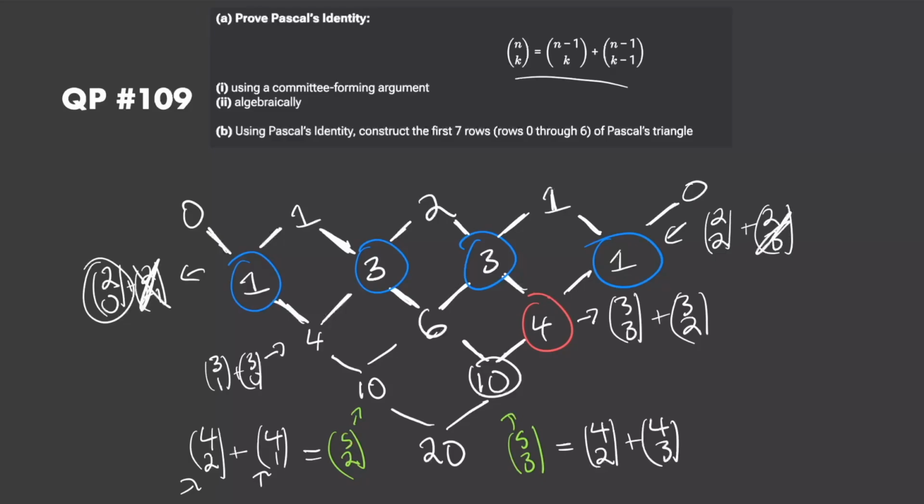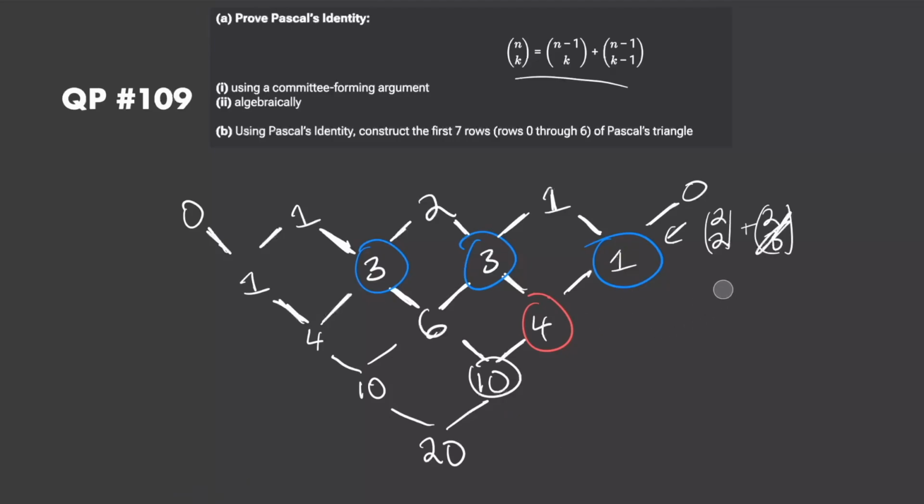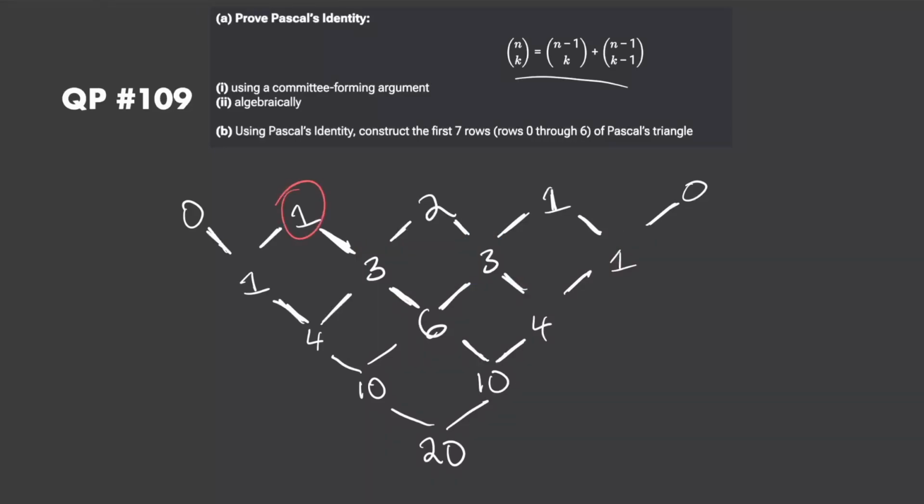And now you can see the pattern, right? I'll erase all this stuff. Every single term in our diagram is just going to be the sum of the two things that are connecting it. For instance, this one right here, the sum of 10 and 10. This one, the sum of 6 and 4, etc. So this row here, 2 choose 0, 2 choose 1, 2 choose 2. 3 choose 0, 3 choose 1, 3 choose 2, 3 choose 3.